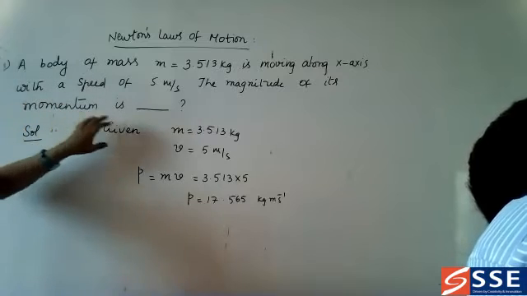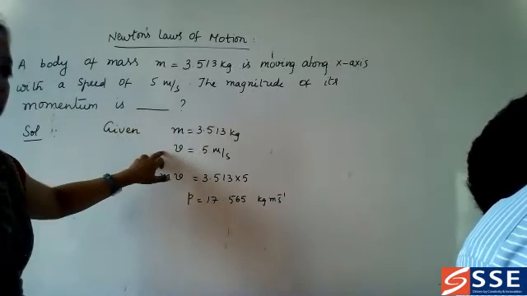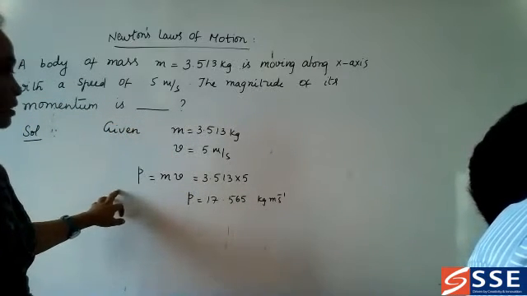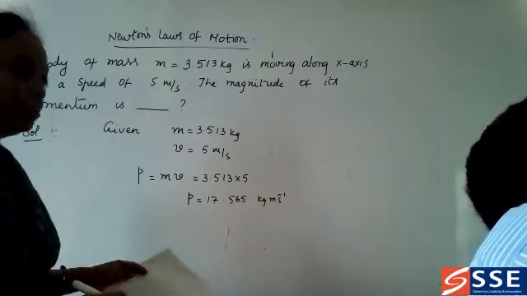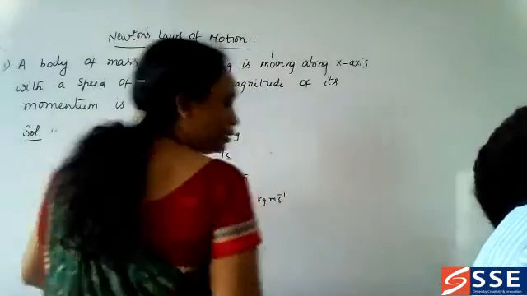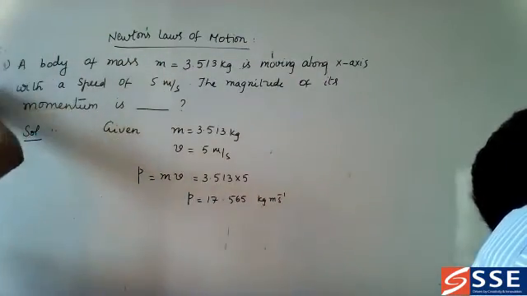So suppose the mass and velocity are given, we can calculate the momentum like this. And next we move on to the next problem.